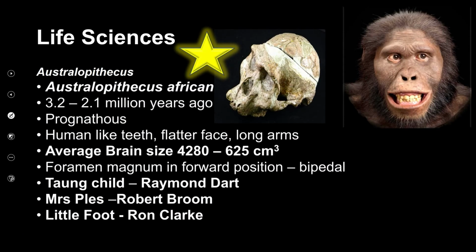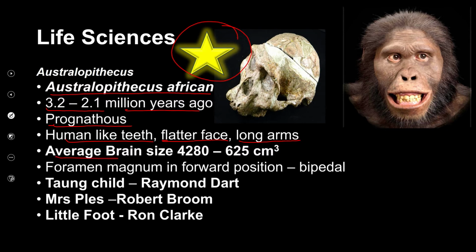All right, then Australopithecus Africanus. Okay, and there you can see our star. So this is a very important one. You need to study, you need to know all the features. It was discovered that they lived 3.2 to 2.1 million years ago. The face was prognathous, the jaw was prognathous. They had human-like teeth, so they were more human-like. They had a flatter face, also long arms.